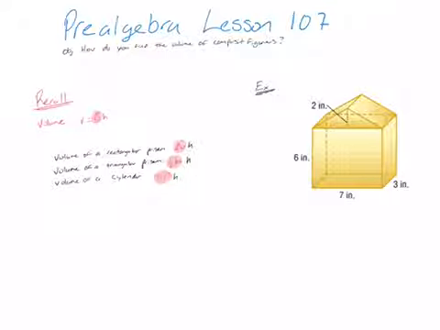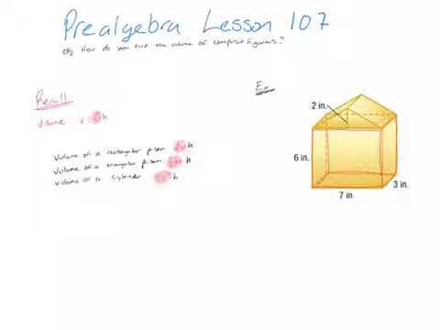So let's try one of these here. Let's find the volume of this. So notice first of all that we have two different shapes. This one that I'm circling, that I'm going to outline in red, is a rectangular prism. Okay, so let's find the volume of that.